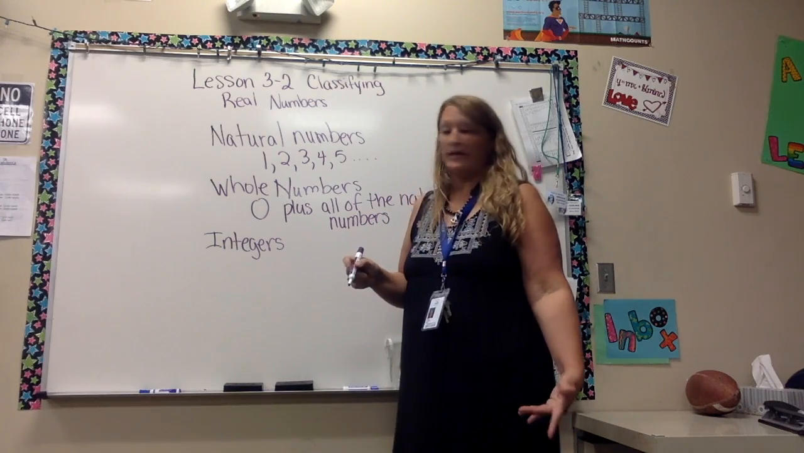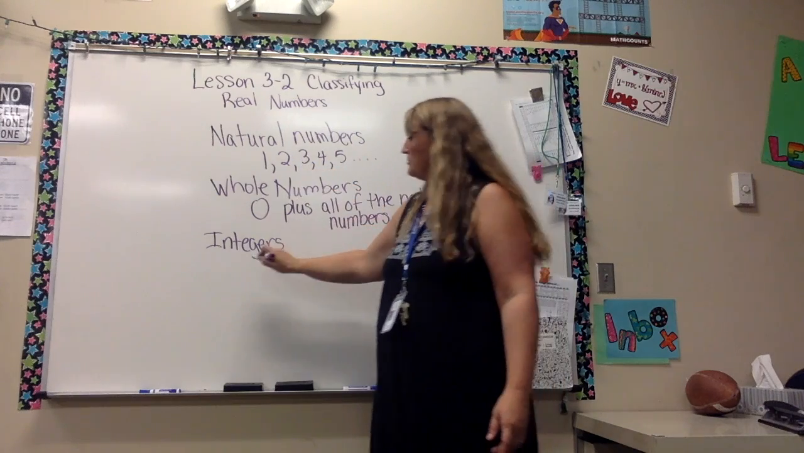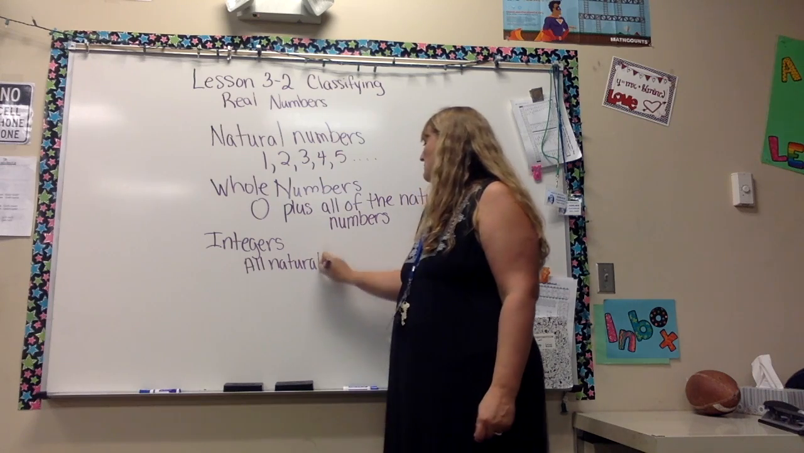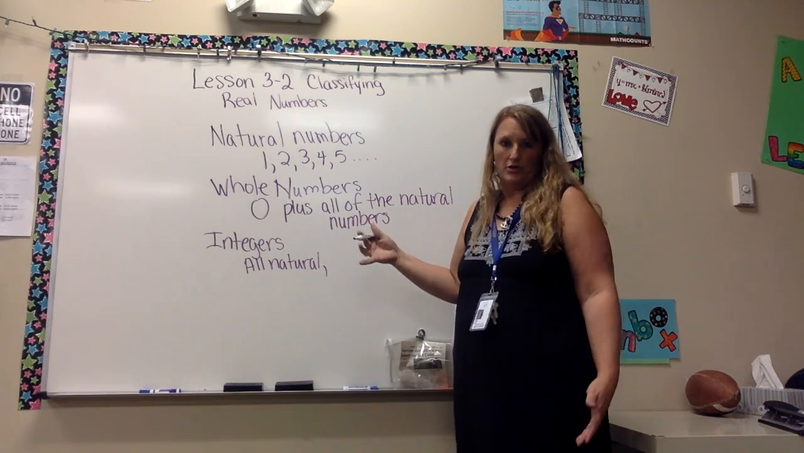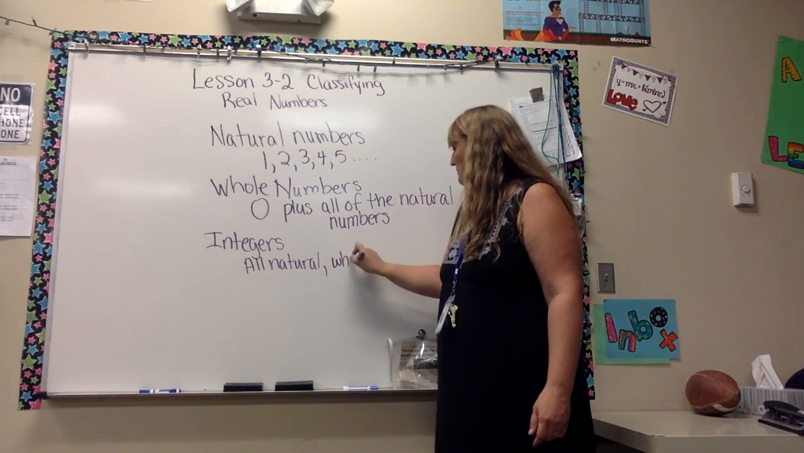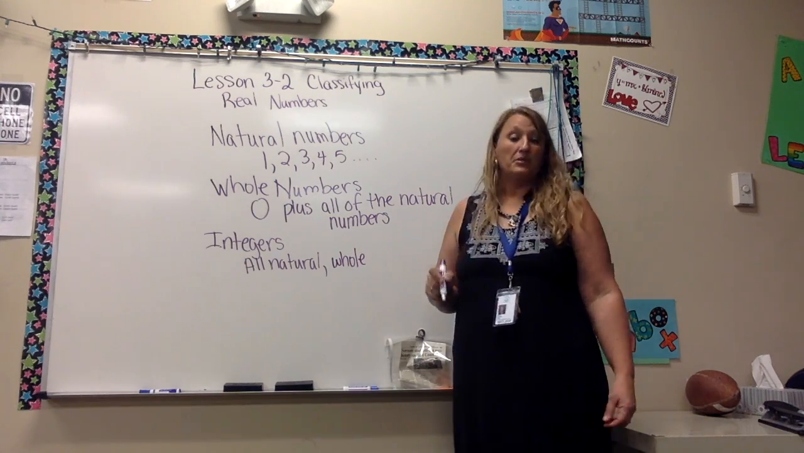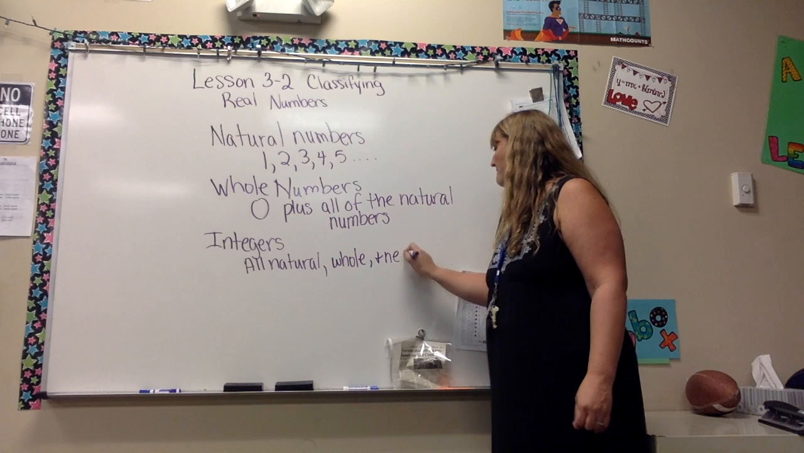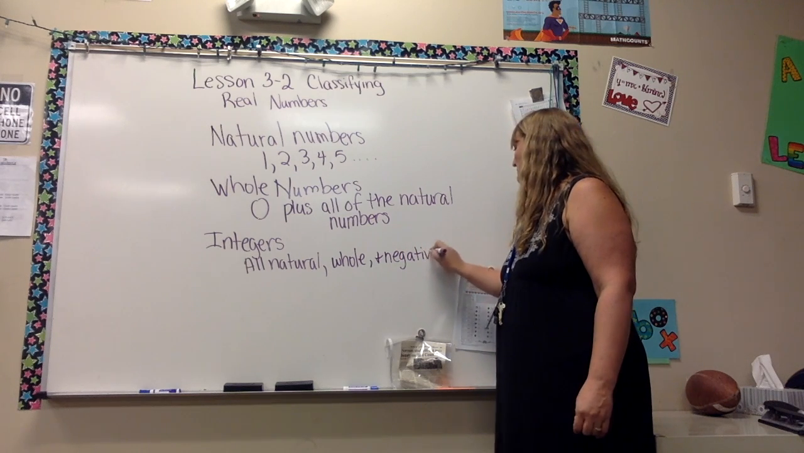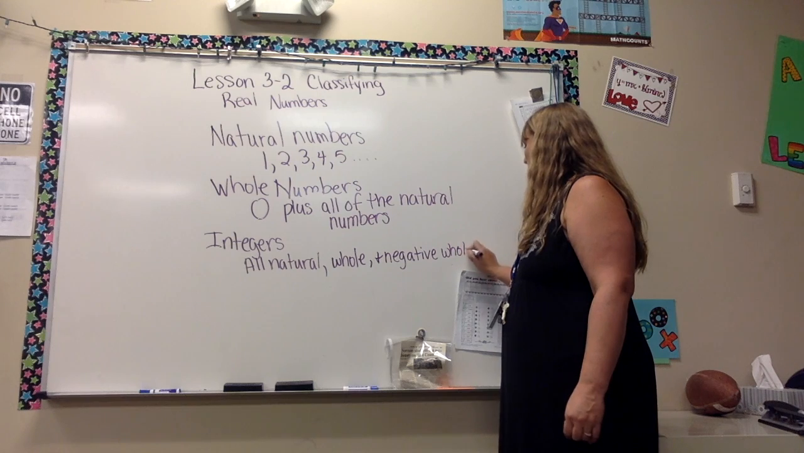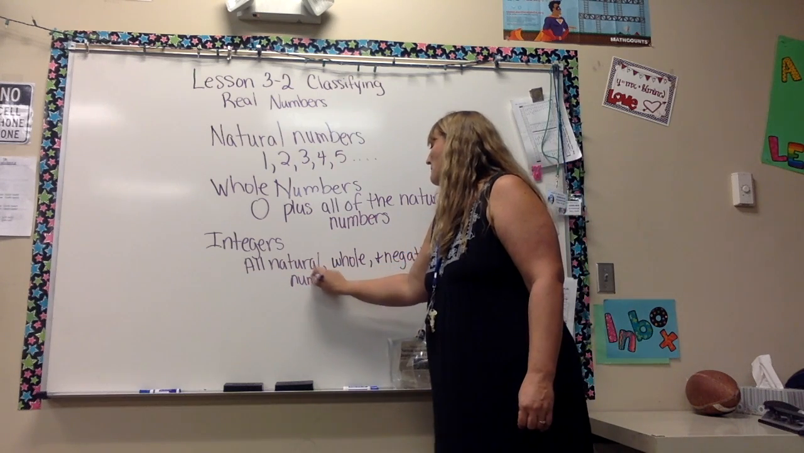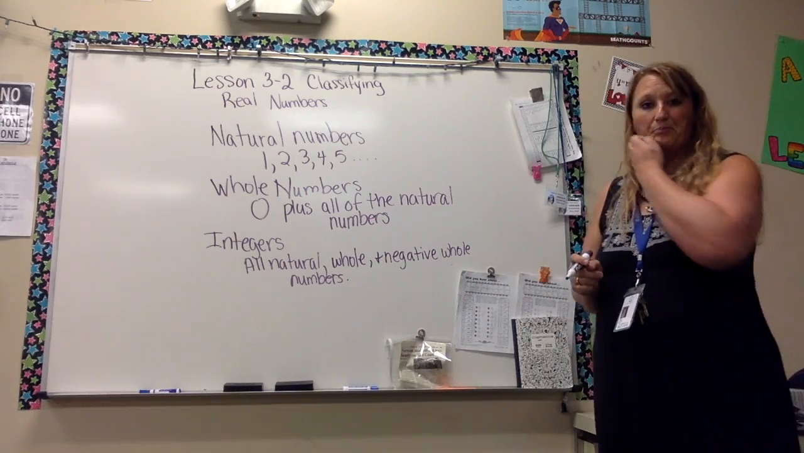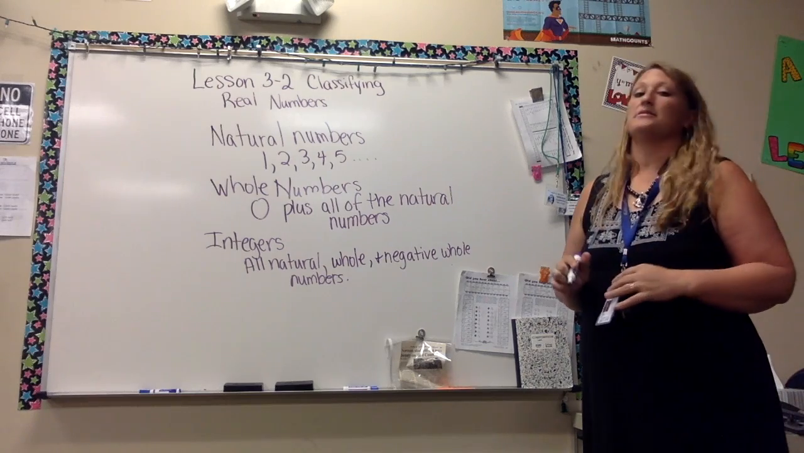So remember, integers include all of the natural numbers, all of the whole numbers, which are just all the natural numbers plus 0, plus they include all of the negative whole numbers. So integers are getting pretty big, right? Okay, there's 2 more sets that we have to do.